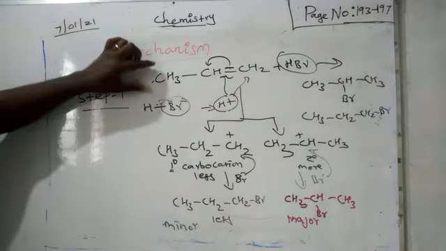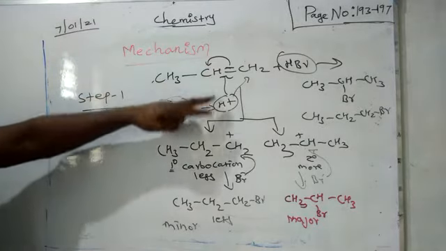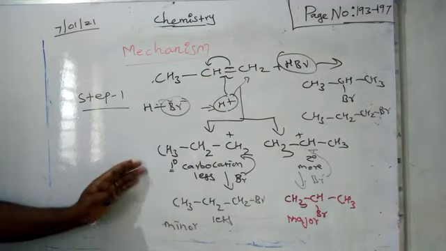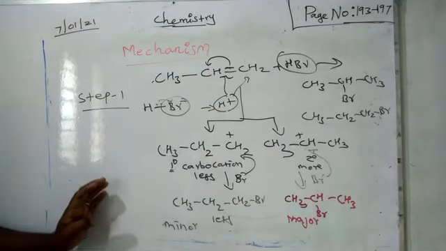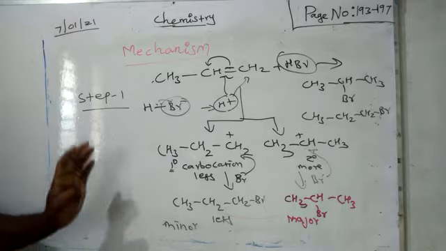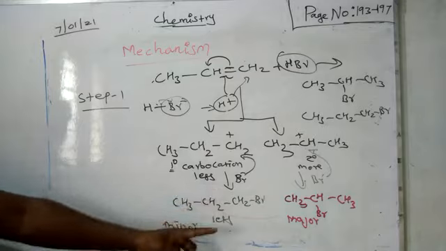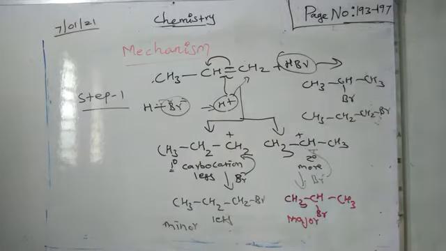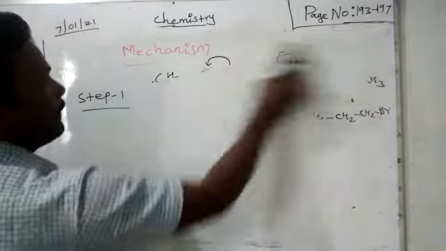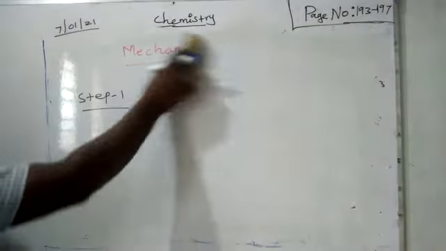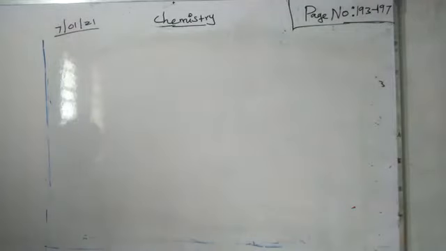So what happened? In the first step, a carbocation is produced by H plus. In the second step, we compare the stability: the primary carbocation is less stable, the secondary carbocation is more stable. In the third step, Br minus attacks the carbocation and produces two products. One is 1-bromobutane, the second one is 2-bromobutane. 2-bromobutane is the major product. See, a similar mechanism we can see, but which has some specific nature.